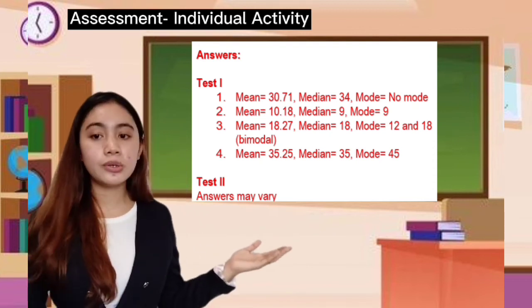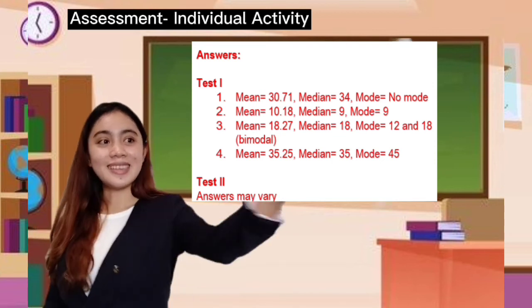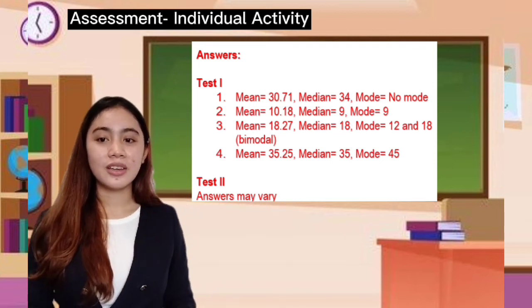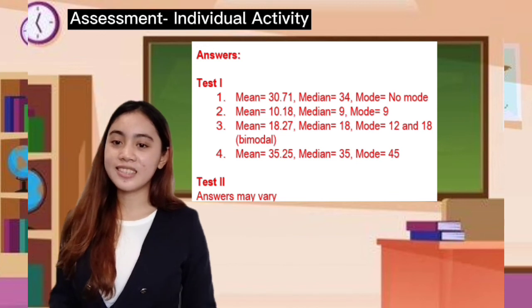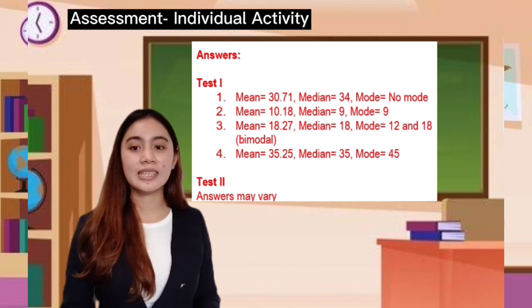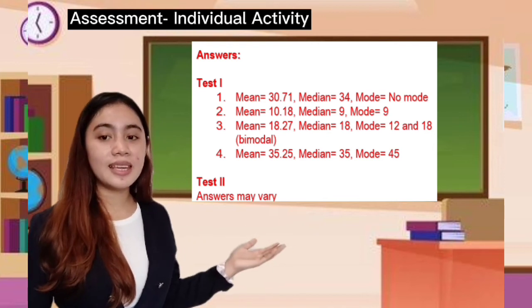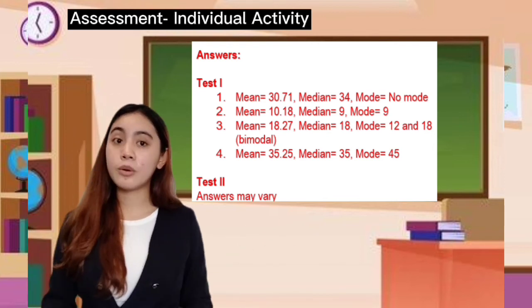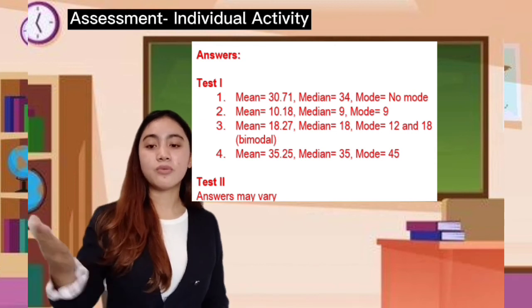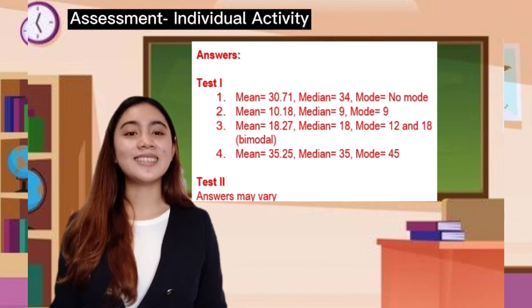Let's move on to number 2. What is the mean? Yes, Christian. Very good. The mean is 10.18. How about the median? Very good. The median is 9. And how about the mode? Yes, Rose? The mode is 9.